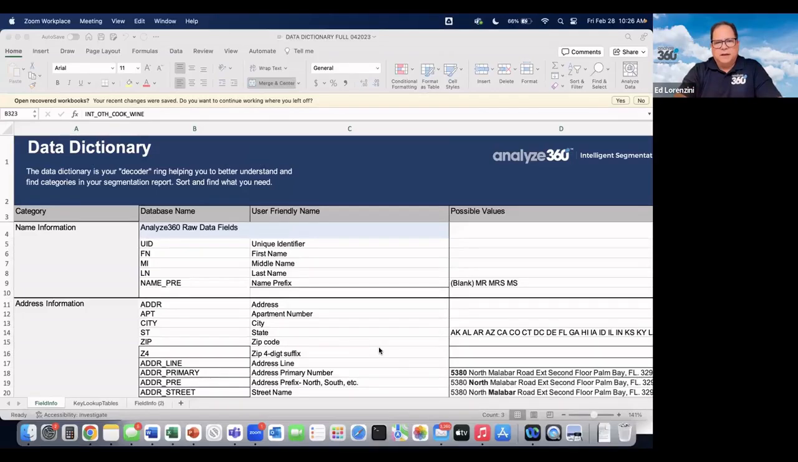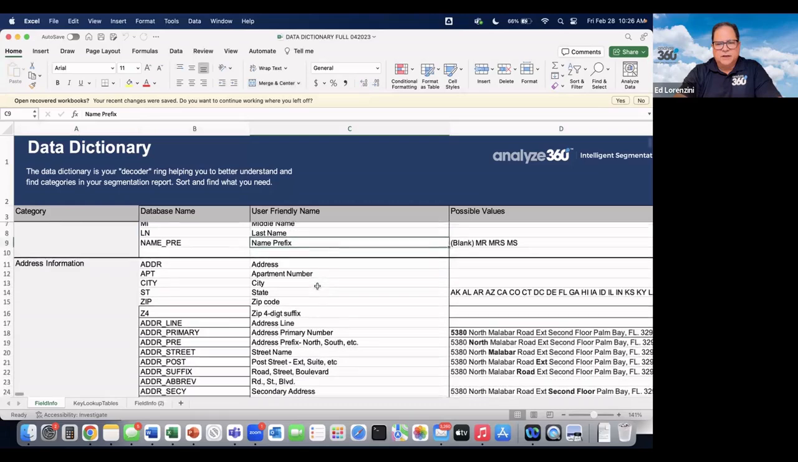Here's a quick look at the data elements that we have in our platform. We call this our data dictionary. We have 360 of these variables on all US people, 220 million US people, which is almost everybody over the age of 18. We have information on their name, first name, last name, middle name, in some cases prefix.